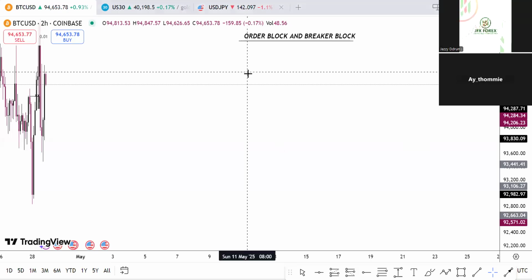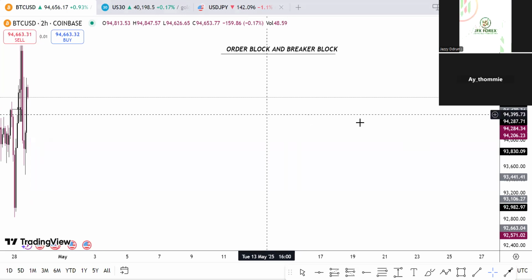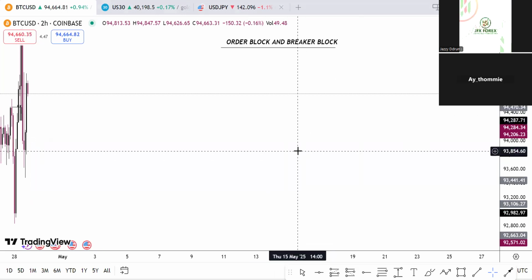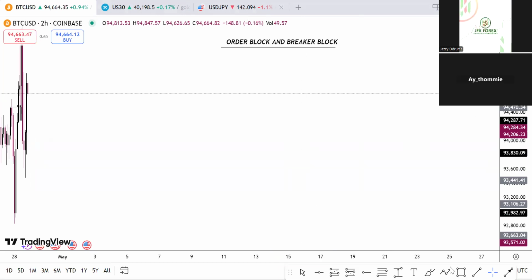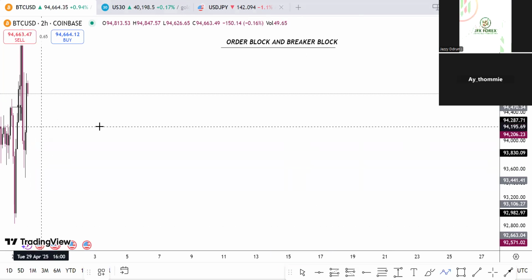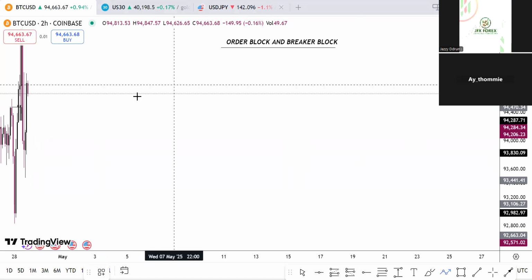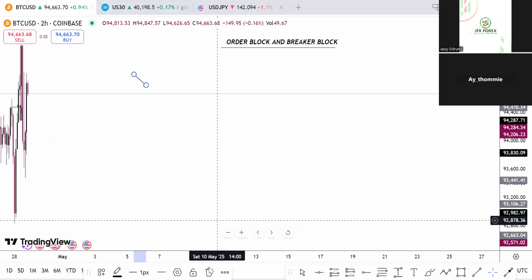Today we'll be talking about an order block and breaker block. With the classworks and assignment that you did, I noticed you've not been marking the order blocks and the breaker blocks the right way. So we'll be talking about how to mark an order block and a breaker block today. We'll be doing some examples together.